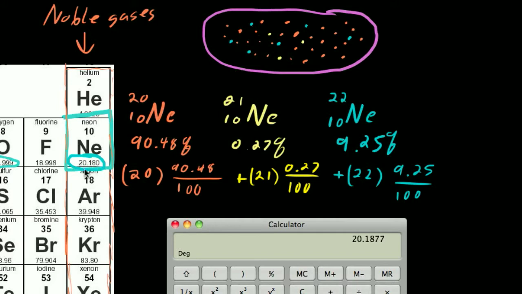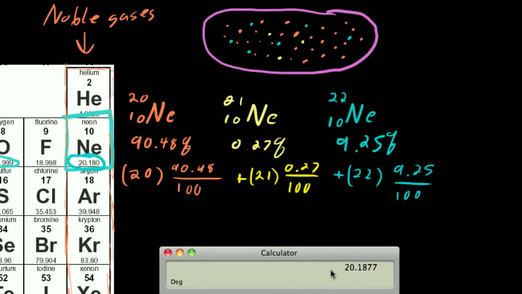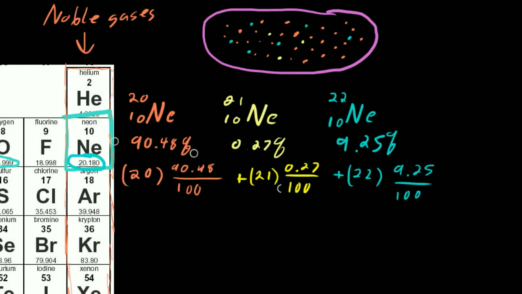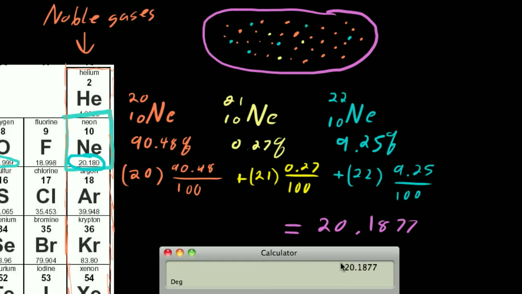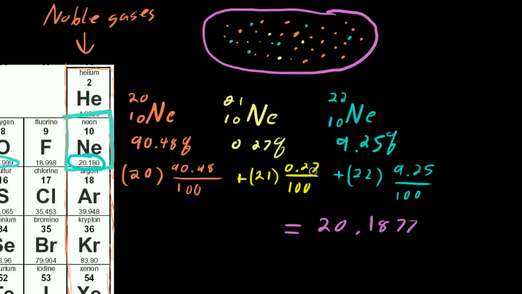Again, there's a little bit of correction in this number because one proton isn't exactly equal to one atomic mass unit, but at least we get a little bit closer number. So we figure out that the weighted average for the atomic mass of neon is going to be equal to 20.1877. I think that's what it was. Let me get the calculator. Yeah, 20.1877.